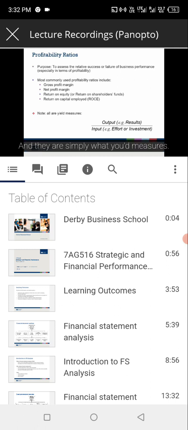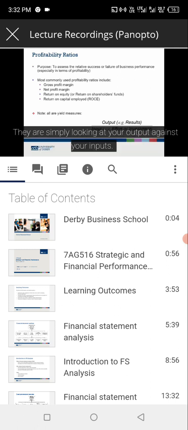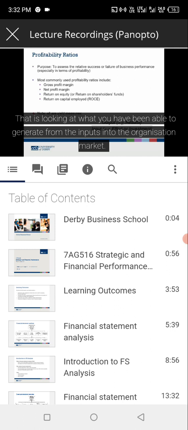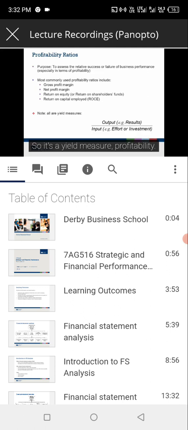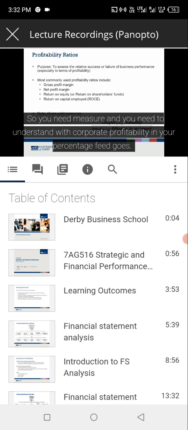They are simply yield measures. They are simply looking at your output against your input, that is, what you have been able to generate from the input into the organization. So you are looking at the output from the resources committed into the company. So it's a yield measure. Profitability is a yield measure, and you need to understand we calculate profitability in percentage figures.